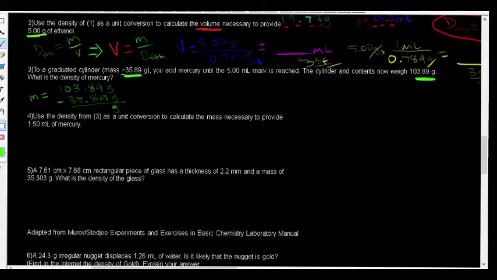And so mass over volume, right? So density of mercury equals. We also know that our volume is this. And so our V equals 5.00 milliliters.